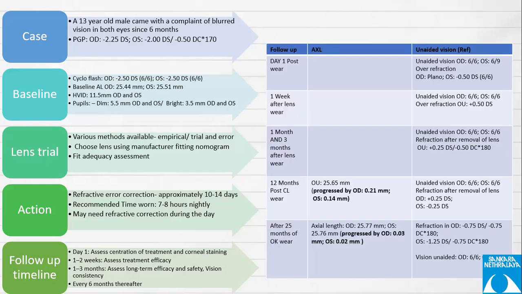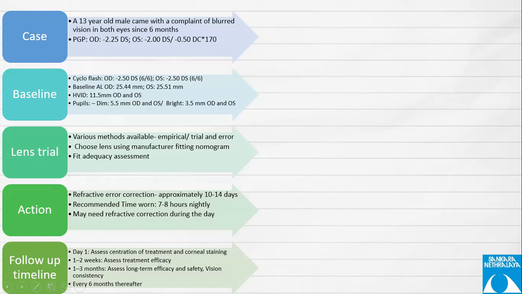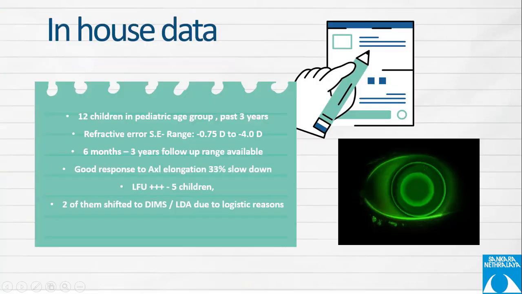So the patient I was currently talking about, the 13-year-old male who came to us, we have a 25-month follow-up of the same patient. And over the 12-month and the 25-month follow-up, we do see that the axial length progression in the right and left eye has reduced by over 4 times. And the unaided visual acuity was 6 by 6 OU at the end of 25 months.